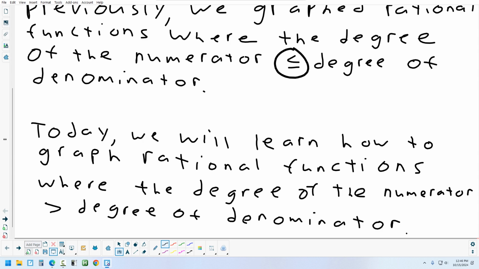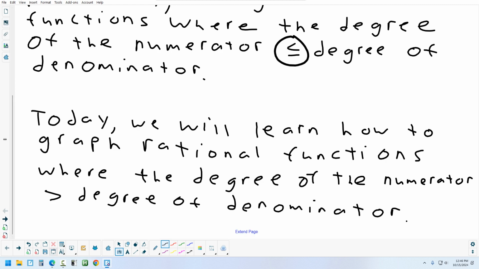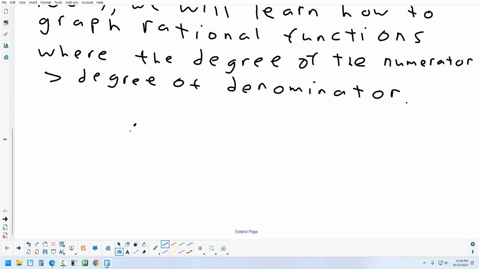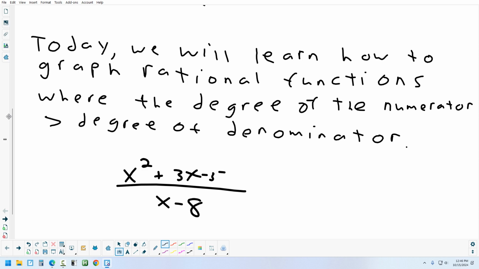The degree is like the exponent, right? It's the biggest exponent. So here's a problem that we would look at. The degree in the top is a 2. The degree in the bottom is a 1. So the degree in the top is definitely bigger than the bottom, but it's only bigger by 1. It's only a difference of 1. That's a 2. That's a 1. The difference is only a 1. All right, so that's the biggest one that we're ever going to have to sketch.